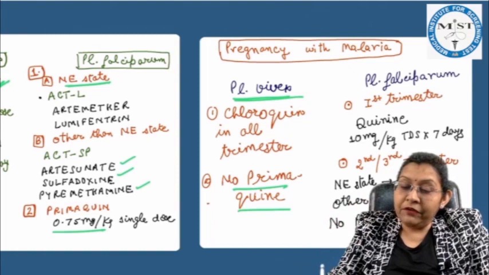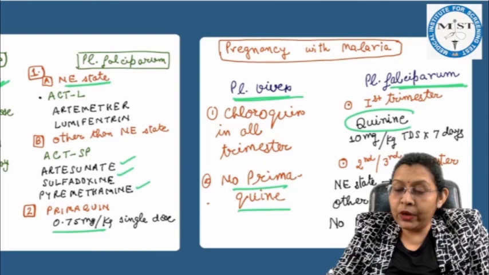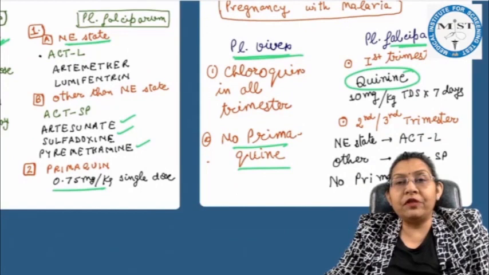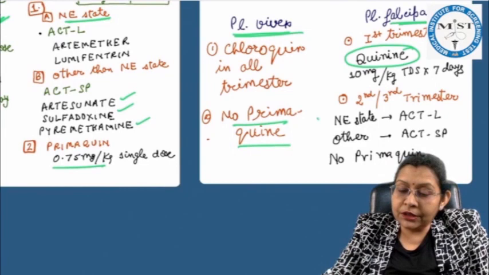But if it is a falciparum infection, then in the first trimester, the drug of choice is quinine only in all the states. And in second and third trimester, if it has been confirmed with the falciparum infection, then depending upon the geographical location, if it is in the Northeast states, the drug of choice is ACT-L, means artemether lumefantrine, and in other states, artesunate, sulfadoxine, and pyrimethamine, and again, primaquine is withheld.